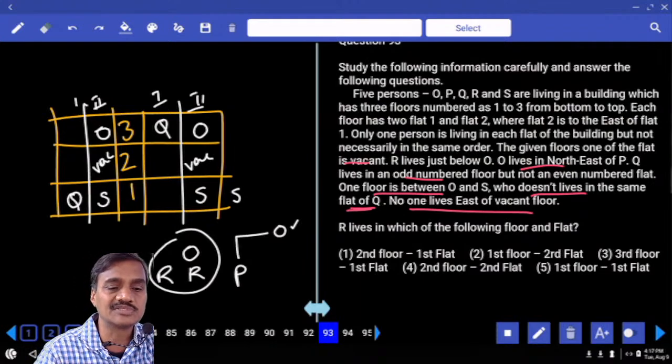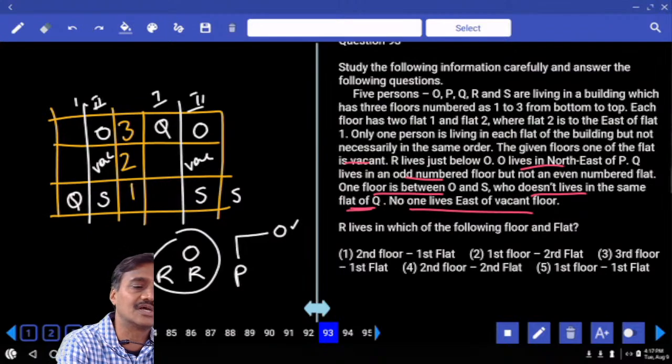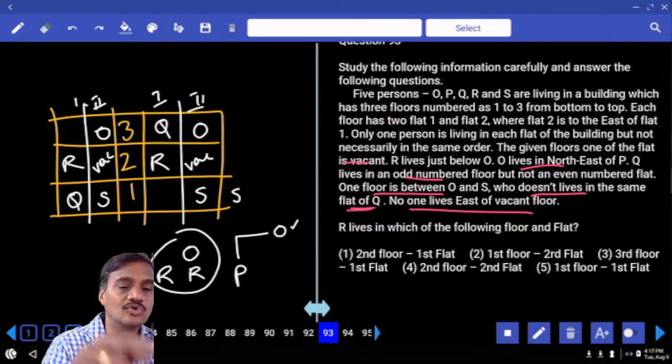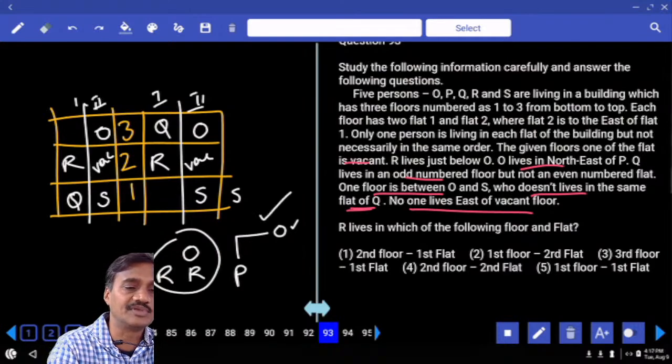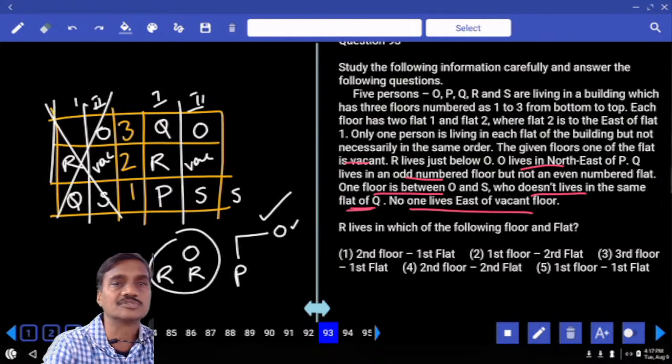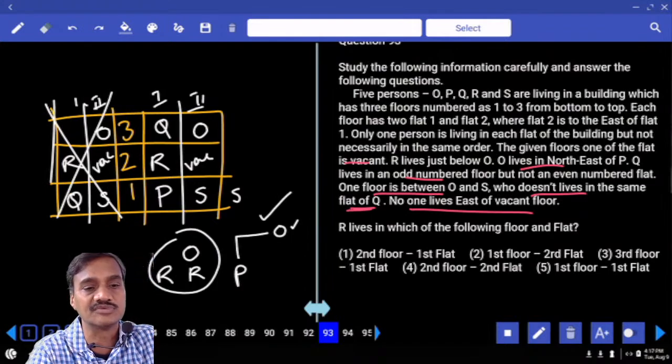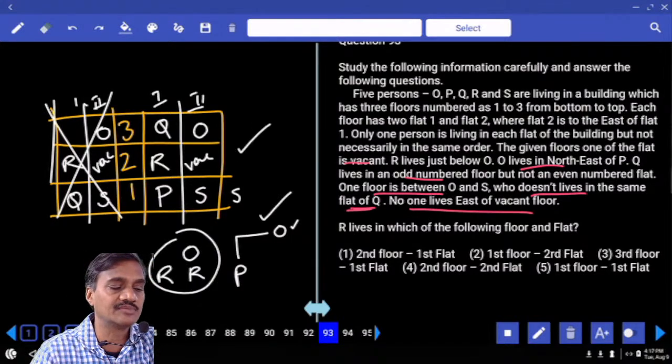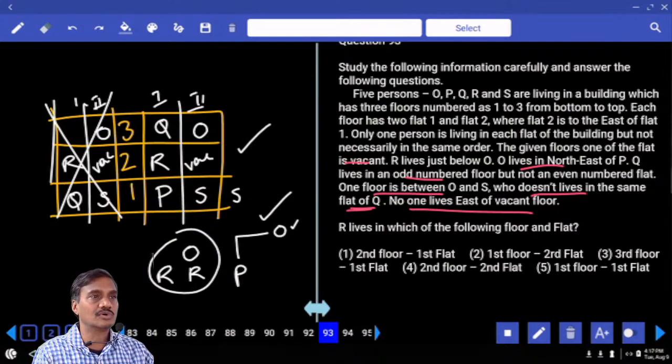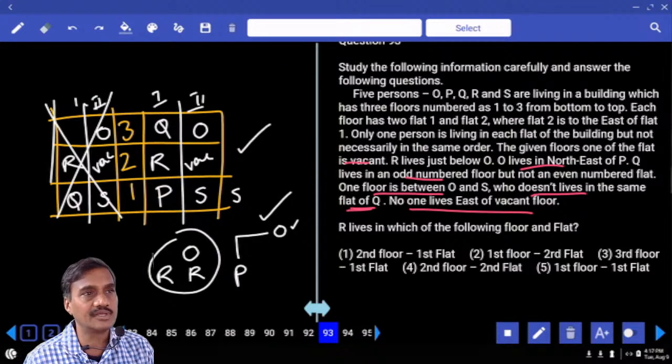Then who is the person after here? O and R are adjacent. R is here. Then O is to the northeast of P, hence P is here. O is to the east of P is here. Hence this is the final arrangement. What is the order we have? O, R, vacant, P and S.